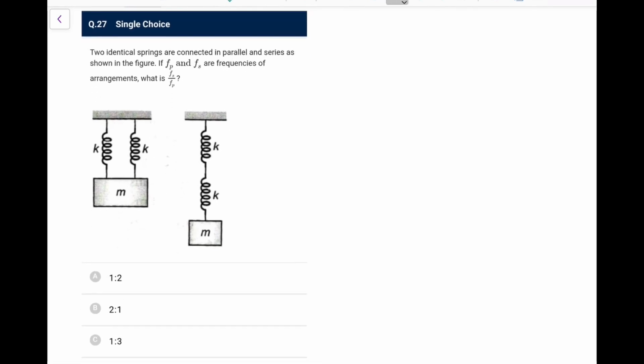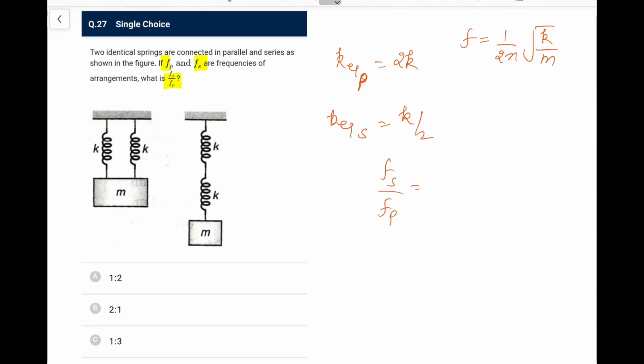Two identical springs are connected in parallel and series. Fp and Fs are the frequencies. Now you remember this. The K equivalent of the parallel one is 2K. The K equivalent of the series one will be equal to K by 2. Now frequency is 1 upon 2 pi root of K by m. So F is proportional to root K, so Fs upon Fp would be equal to root of K by 2 upon root 2K, that is equal to 1:2. So no issues, no problems. You have done such questions.